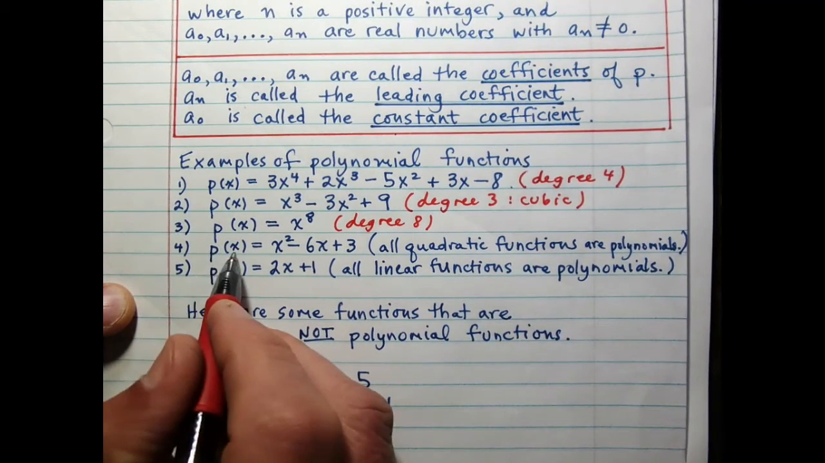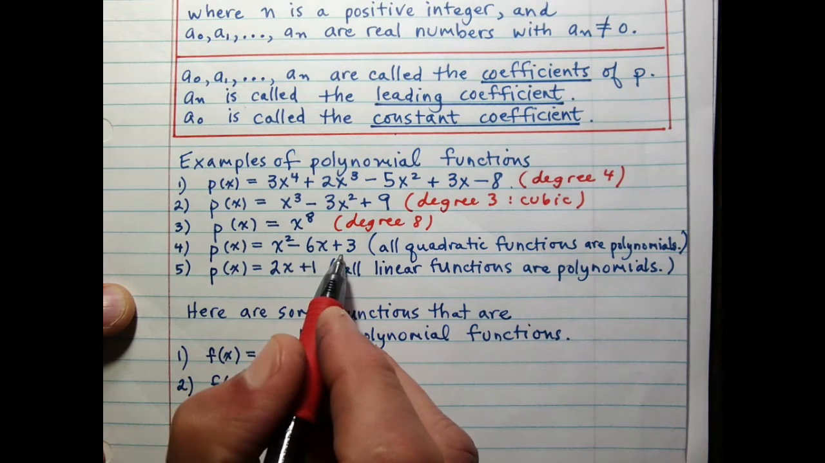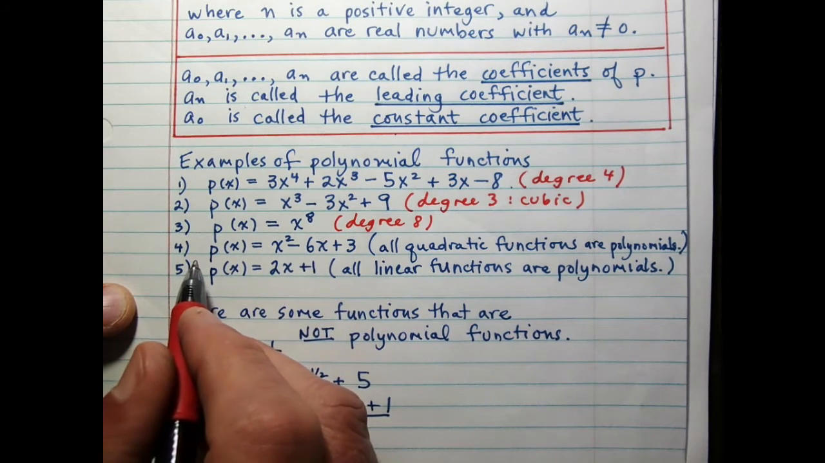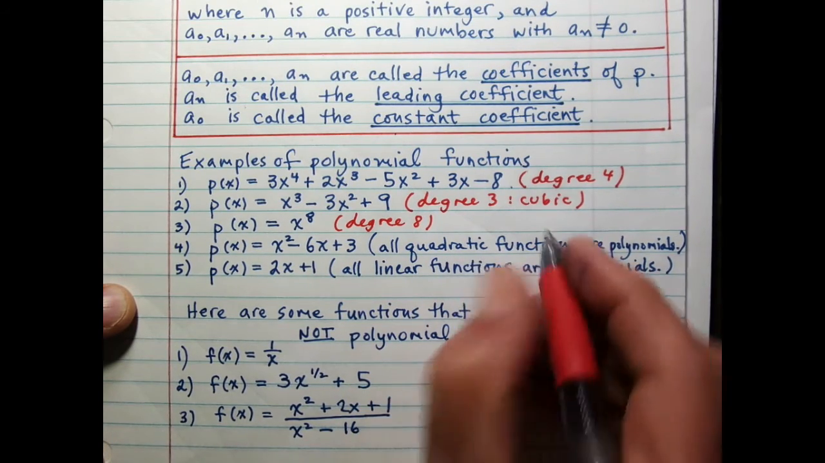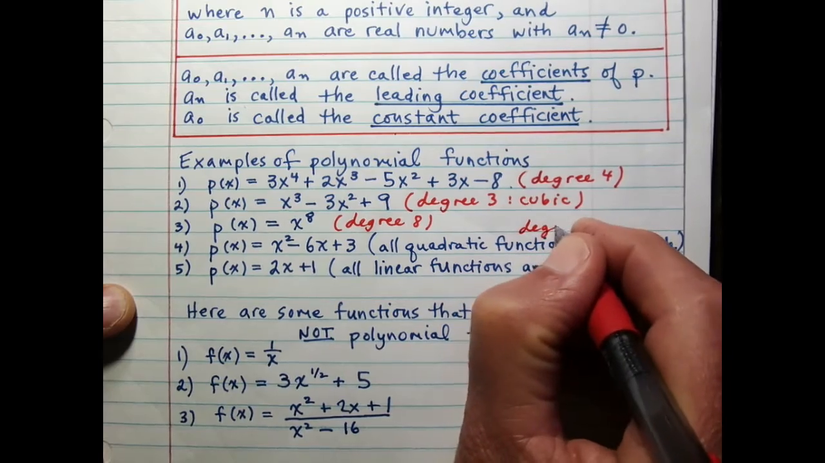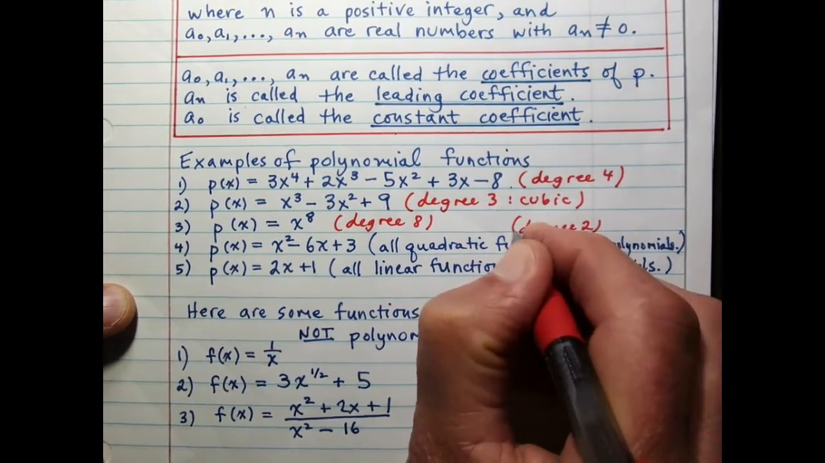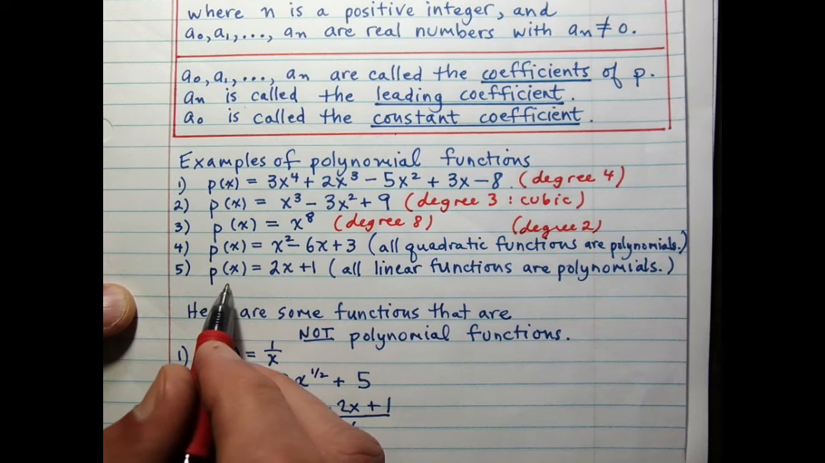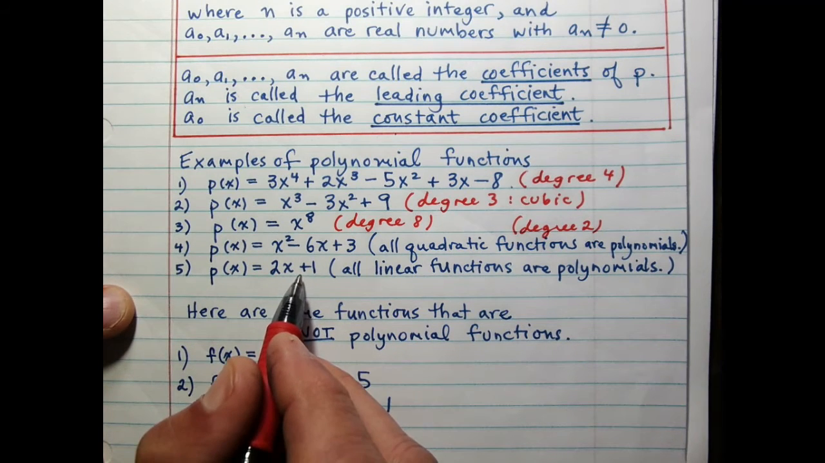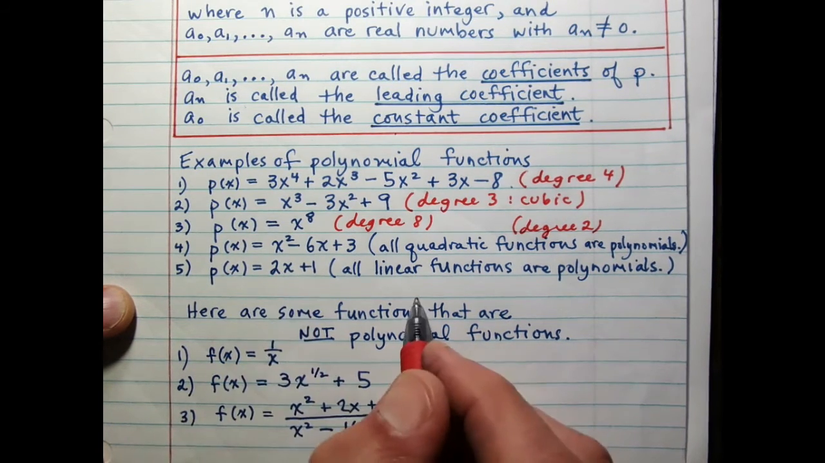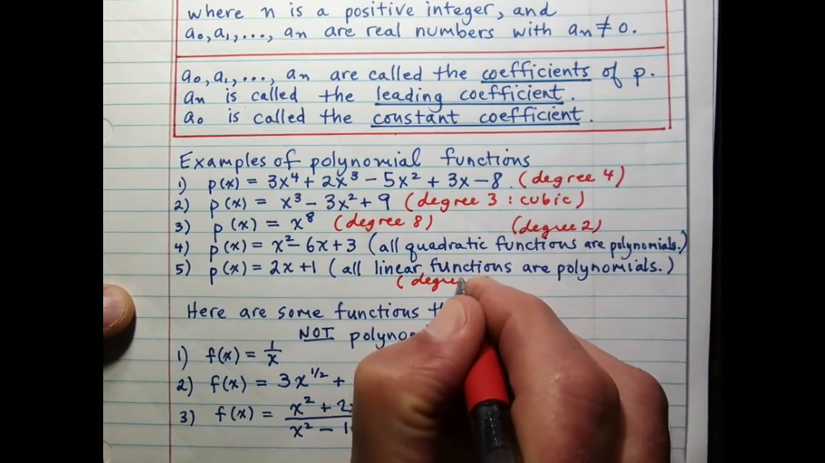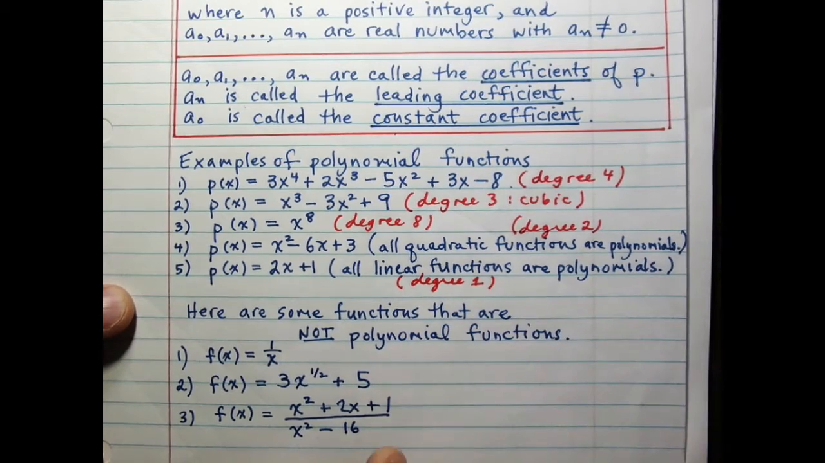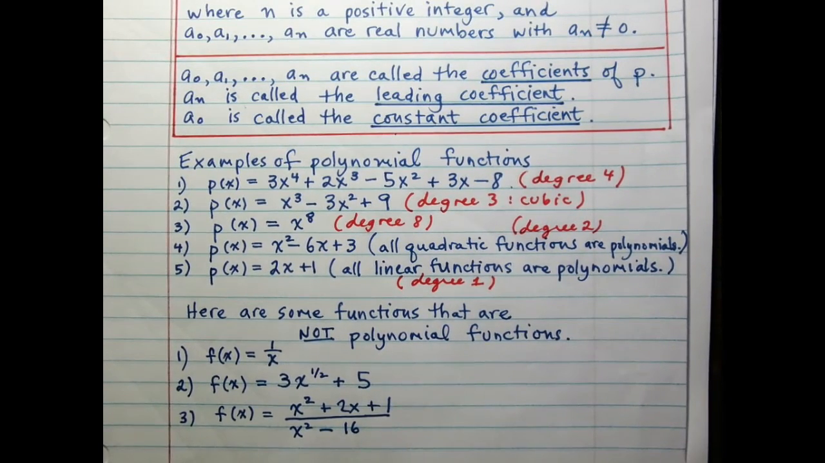And p of x equals x squared minus 6x plus 3, example 4, is a quadratic function. All quadratic functions are polynomials, and by the way, they are all of degree 2. Number 5, p of x equals 2x plus 1. That's actually a linear function. All linear functions are polynomials, and we say they are all of degree 1. So a fancy way to refer to a linear function would be to say it's a degree 1 polynomial.